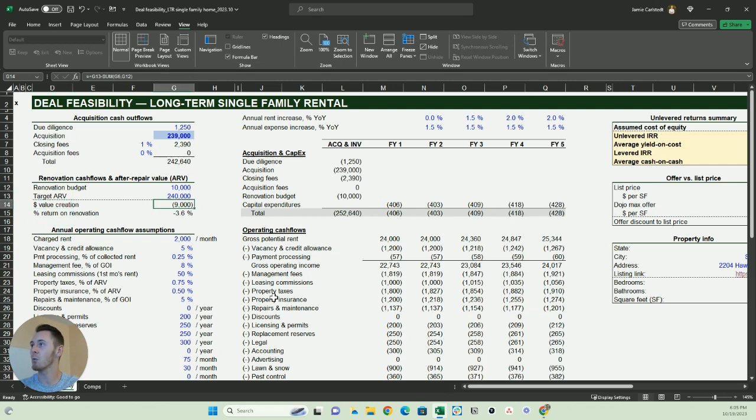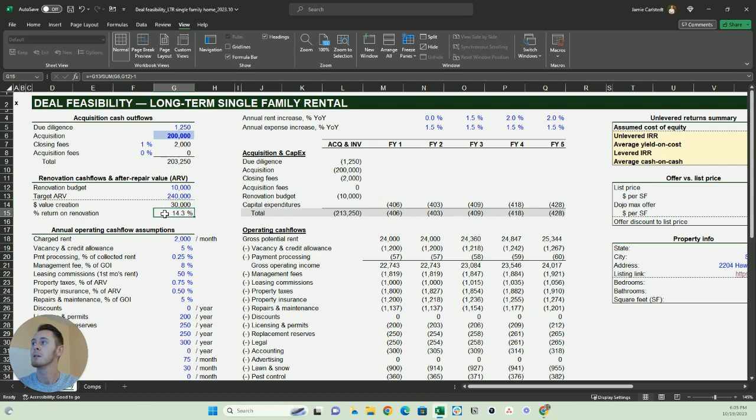Okay, so value creation, we'll get to this. I'm going to drop that to 200,000 just to be able to show this. So targeted ARV is where we think the value of the property will be afterwards. Value creation is the difference between what we believe that ending value is going to be versus how much we purchased it for and then put into it for a renovation budget. So you can see, okay, we created 30 grand of value.